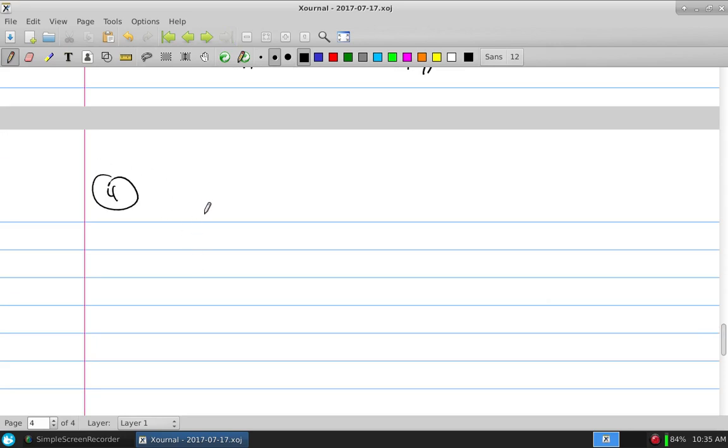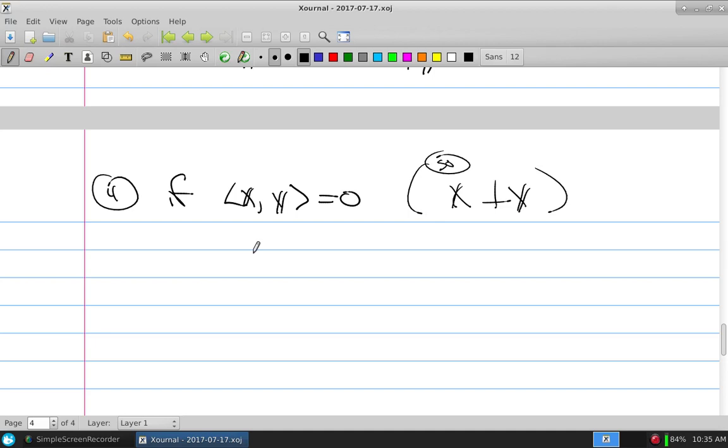We have the Pythagorean law. If indeed their inner product is 0, which means they're orthogonal to each other, that would tell us that if you want to find the length of x plus y squared, just square the length so we don't have to worry about the half power, that's just equal to the length of x squared plus the length of y squared. That sure looks familiar. In Euclidean geometry, it's called the Pythagorean theorem.